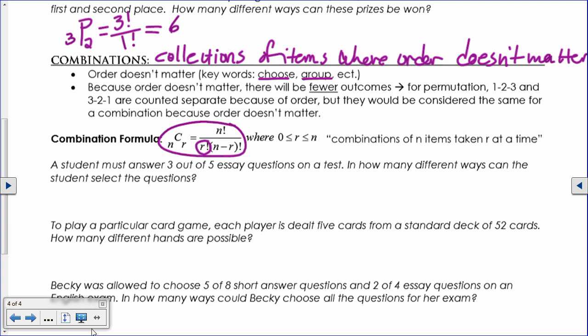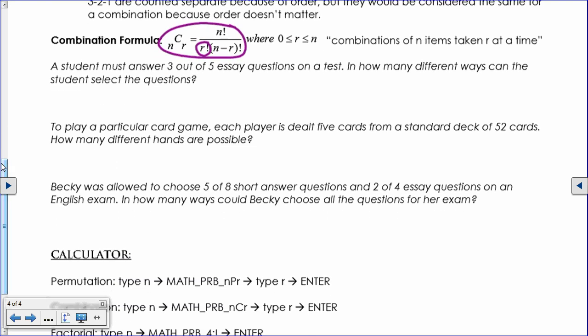Okay? So we have a couple of examples here to illustrate what the word problems will look like for combination. This one says a student must answer 3 out of 5 essay questions on a test. How many different ways can the student select the questions? So the student knows he has to pick 3.